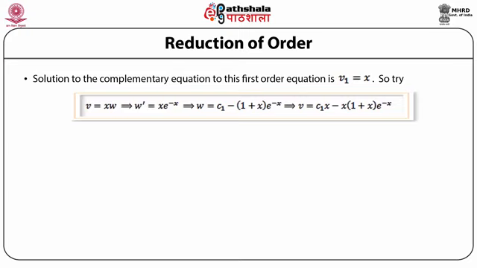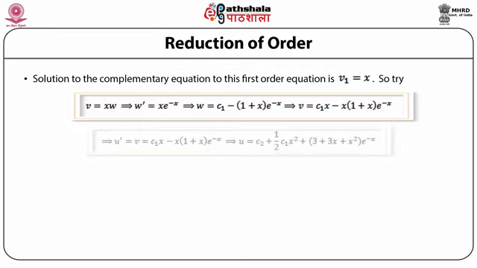v will be given by x w. So v = c1 x - x(1 + x) e^(-x). u' is equal to v, which is c1 x - x(1 + x) e^(-x). I can integrate this equation to obtain u as c2 + (1/2) c1 x^2 + e^(-x)(3 + 3x + x^2).